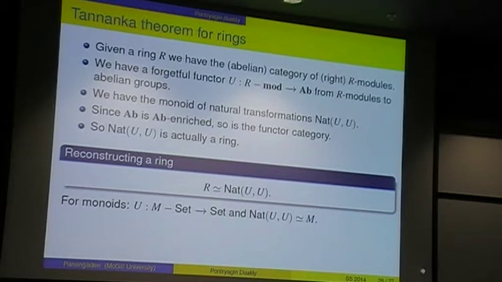So here's something you can give as an exercise in your elementary category theory class. You can do the same thing for monoids. Tannaka theorem for monoids. So you look at M-sets, and you can prove that this same forgetful functor, its endomorphism monoid, is isomorphic to M. So I was really impressed that such an elementary fact could be dressed up to make it sound so impressive.